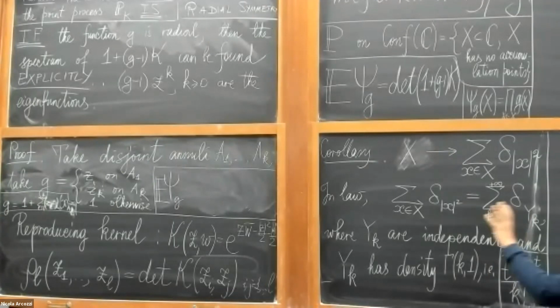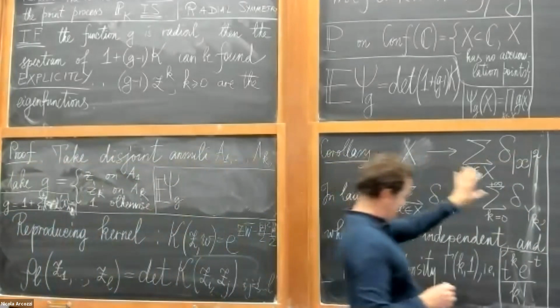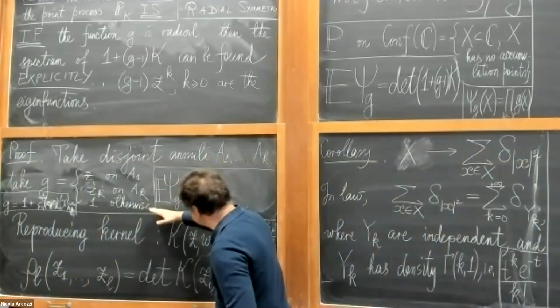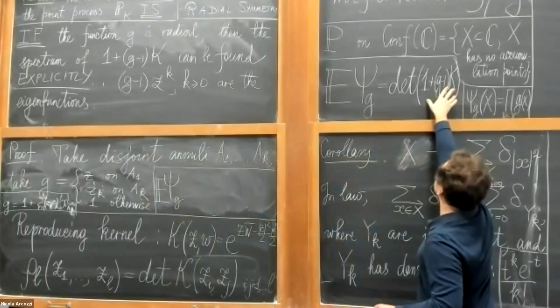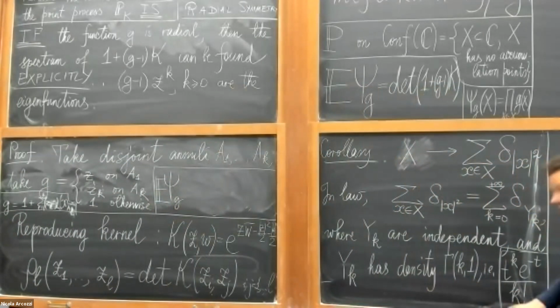Okay, so this is the proof for this statement. The explicit computation of the multiplicative function is possible because the spectrum of this operator is found explicitly, and the determinant is just the product of eigenvalues. So this is the proof of this proposition.